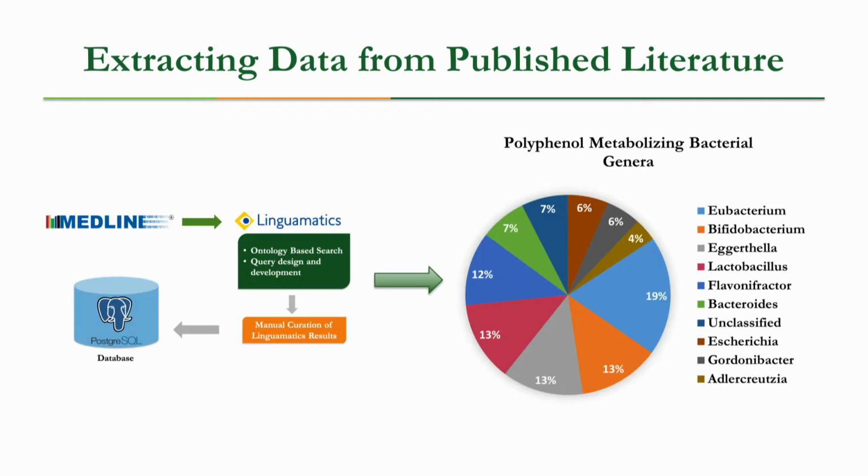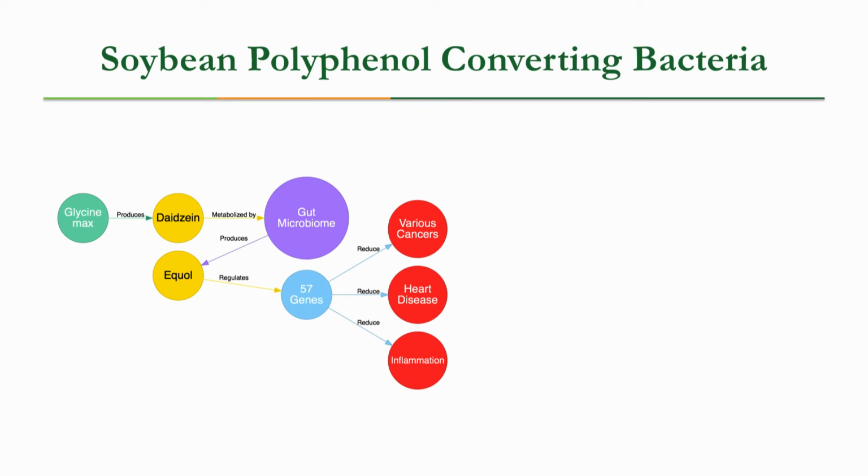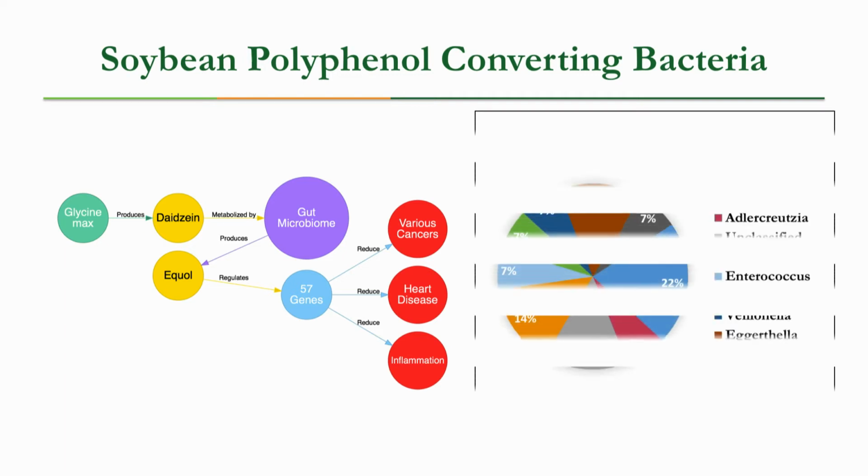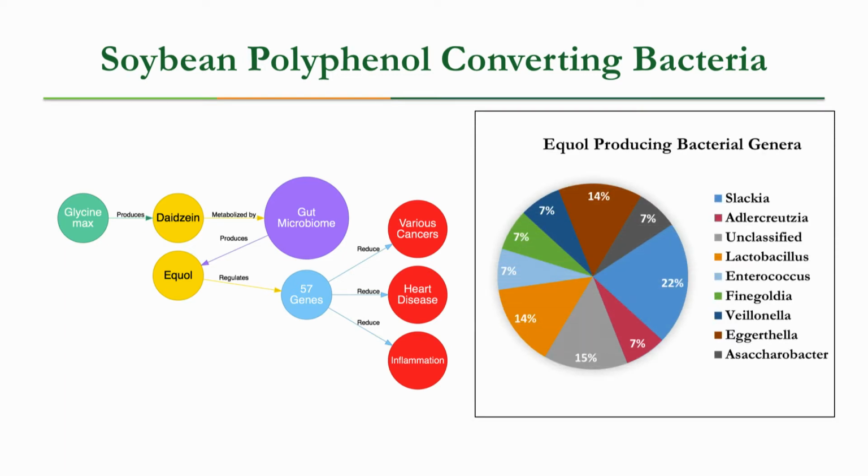From this list, I have the proportion of major polyphenol converting bacterial genera, which includes Eubacterium, Bifidobacterium, Lactobacillus, Eggerthella, to name a top few. As an example illustration, I have the soybean polyphenol daidzein, which gets converted by gut microbiome into equol, which is found to regulate around 57 genes and is found to influence diseases like heart diseases, inflammation, various types of cancer. The pie chart represents the proportion of bacterial genera that's found to be responsible for the production of equol. And it includes Slackia, Eggerthella, Lactobacillus, to name top 3.